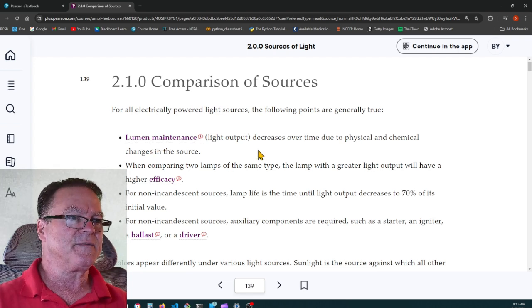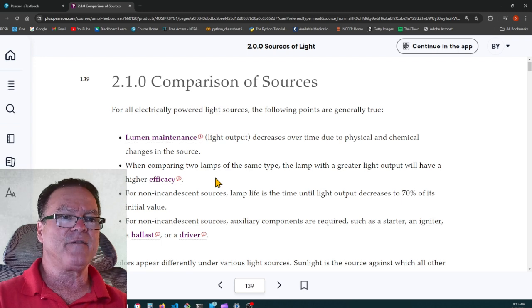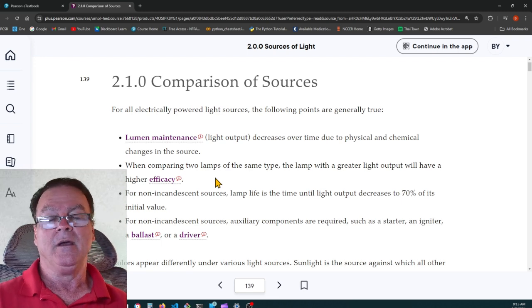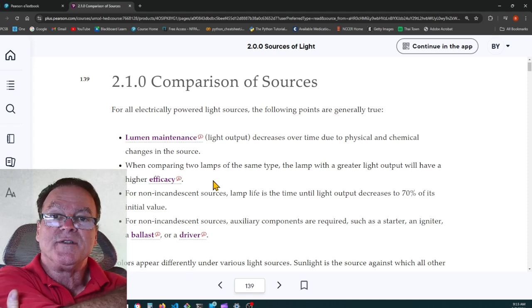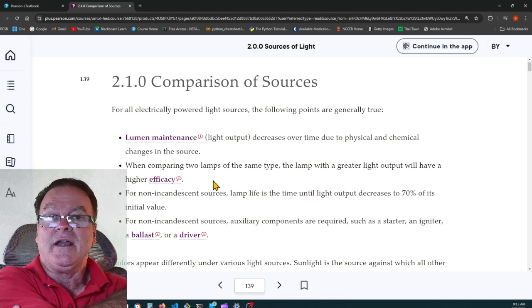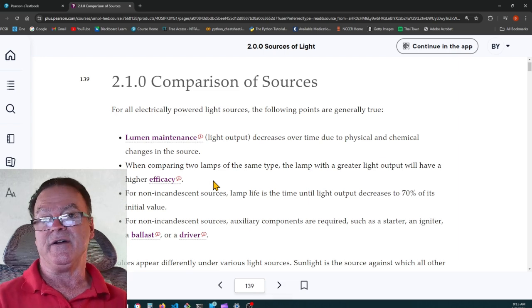Lumen maintenance decreases over time due to physical and chemical changes in the source. Manufacturers of fluorescent lights and bulbs, lamps, will tell you to replace those lamps when they become 85% efficient. We don't know what 85% efficient is, so I always used to tell my customers to change them once a year. Every January, just take all of the fluorescent lamps out and replace them with new lamps, and your ballast will last for 30 years.